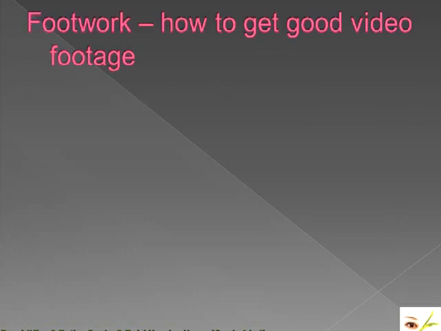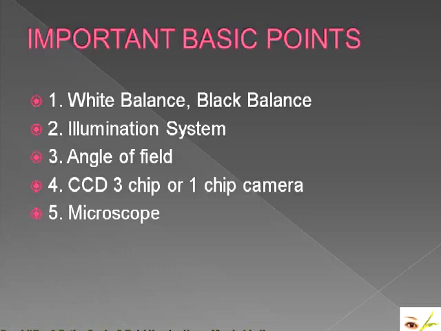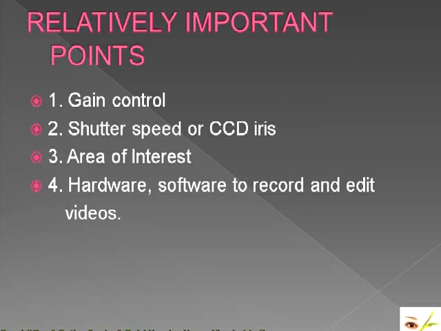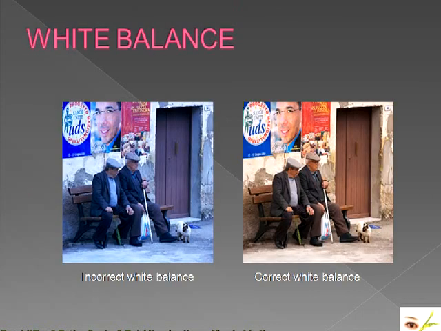Now I'll discuss how to get good video. These are certain basic but most important points to understand for taking a good quality video: white balance, black balance, what illumination you are going to use, what the angle of field is, whether you have a 3-chip camera or 1-chip camera, and what microscope you are using. I am just going to take you through the basics of this. Relatively important points are gain control, shutter speed or CCD, iris, and area of interest. Hardware and software, somebody else is going to discuss.